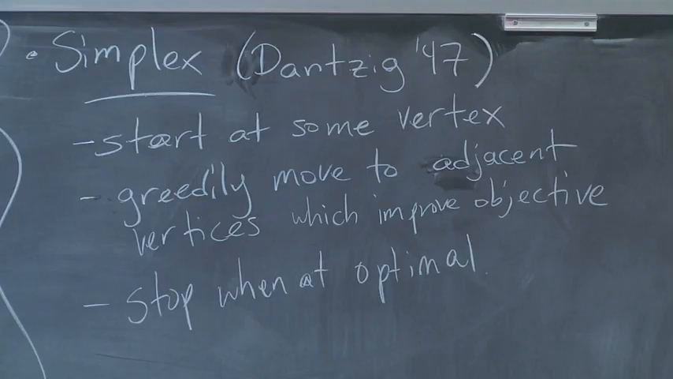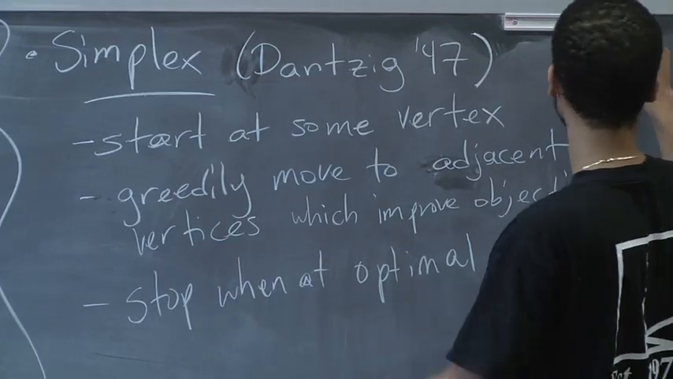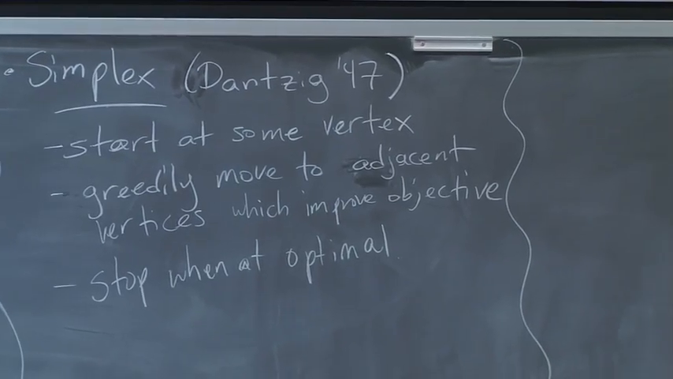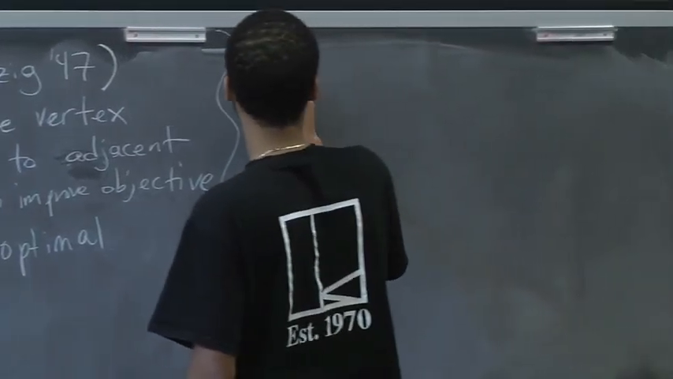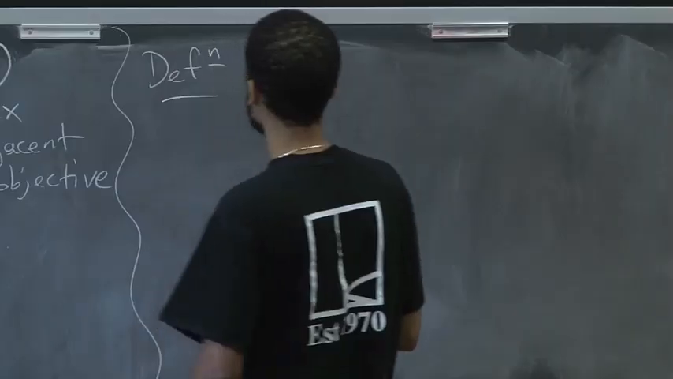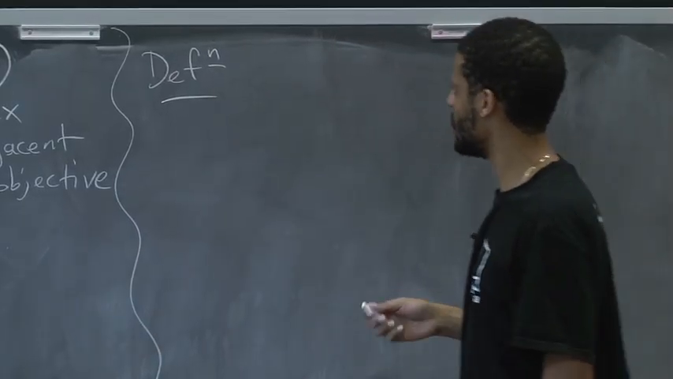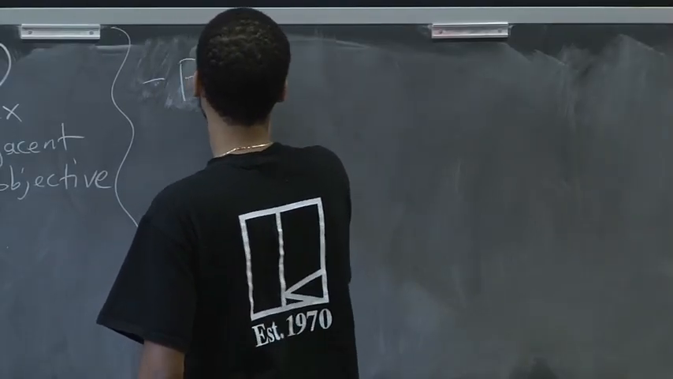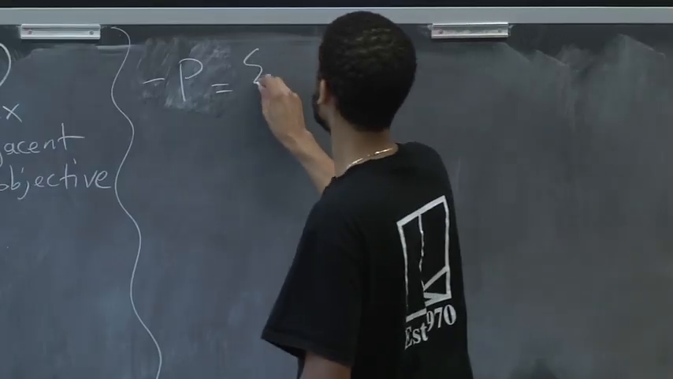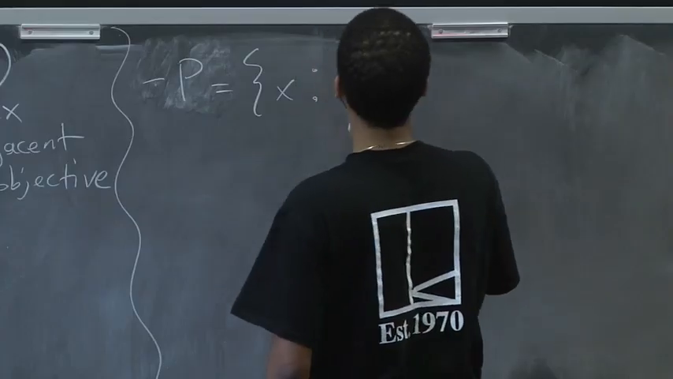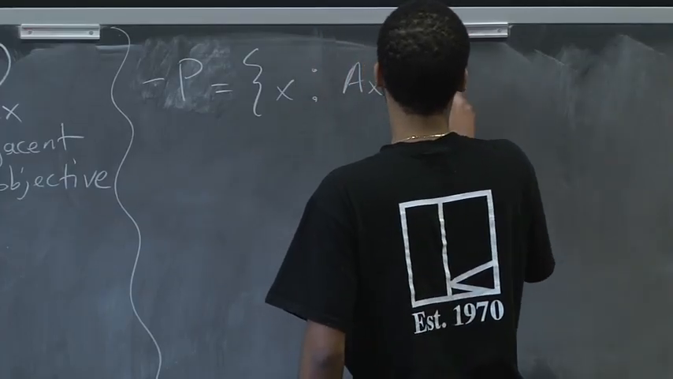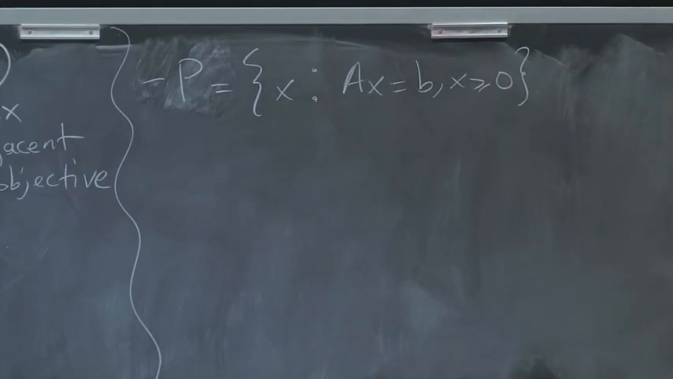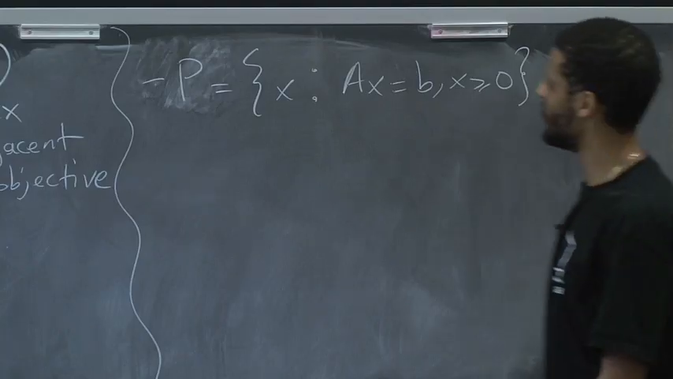Okay, so that's all nice in pictures, but let me be a little more precise. So definition. Before I give the definition, let me define P as the set of all points x such that Ax = b and x >= 0. So it's the polytope over which we're trying to minimize this objective function. And then definition.